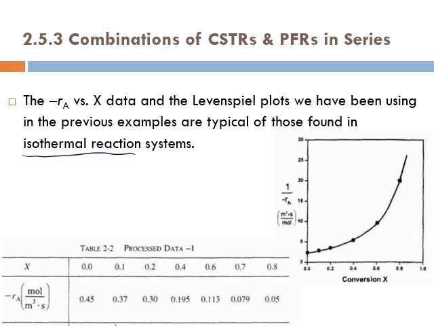And as the reaction progresses, as followed by the conversion, the concentration decreases. Therefore, the rate of reaction decreases as well, right? Or 1 over minus RA increases. So that's so typical for isothermal reactions, where the rate, of course, is not zero order.